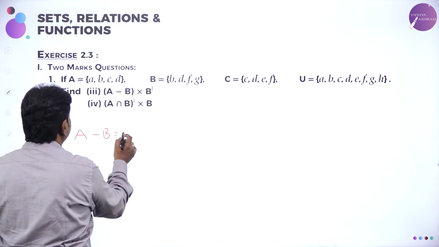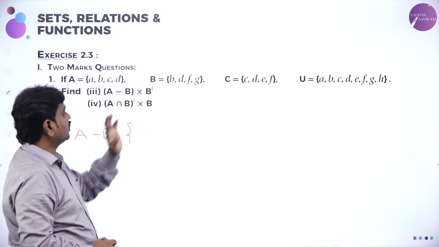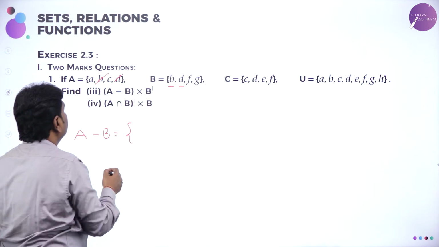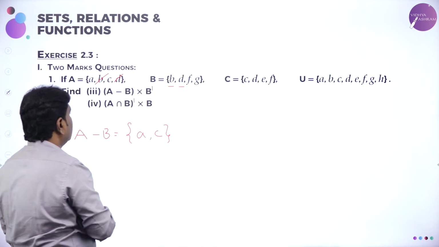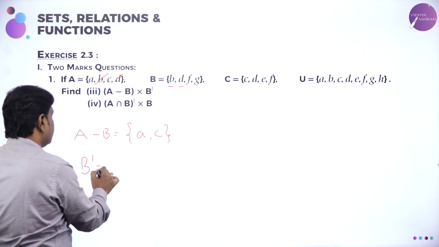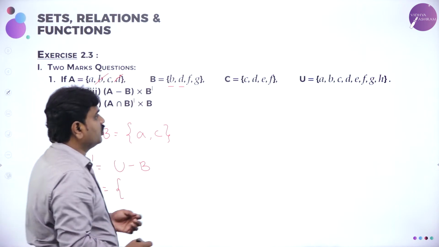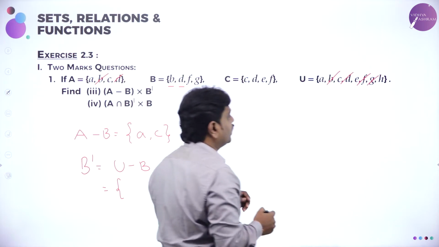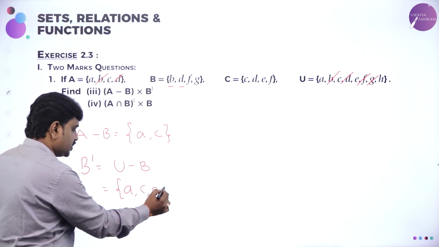What is A minus B? From A, remove B. A is A, B, C, D. What are the common elements? B, D. If A, B, C, D contains B, D, and I remove B, D, what is left out? A, C. This is A minus B. And B dash. What is B dash? B dash means U minus B. From the universal set, remove B. From U, if I remove B, D, F, G, you will get A, C, E, H. A, C, E, H.